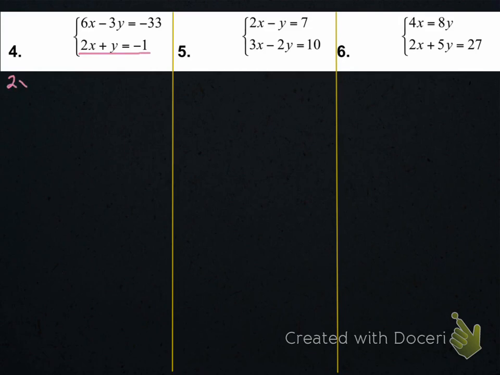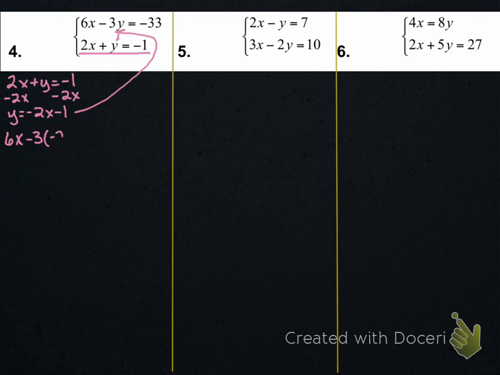Alright, we have 6x minus 3y is negative 33, and 2x plus y is negative 1. I'm going to use my second equation here, and I'm going to solve for y. Subtract my 2x from both sides. y is negative 2x minus 1. We'll insert that into our first equation for y. So we have 6x minus 3 times negative 2x minus 1, and that will equal negative 33. Distribute my negative 3. Gives me 6x plus 6x plus 3 equals negative 33.